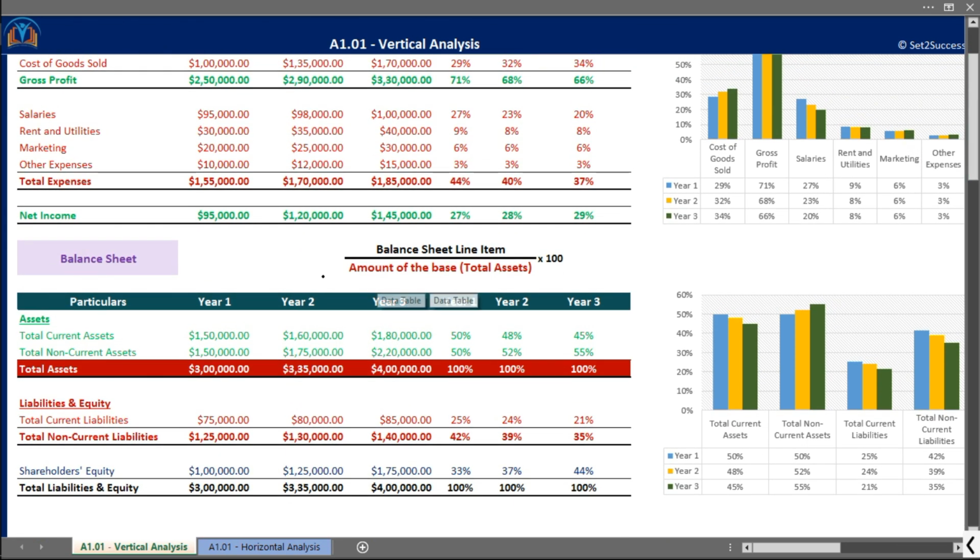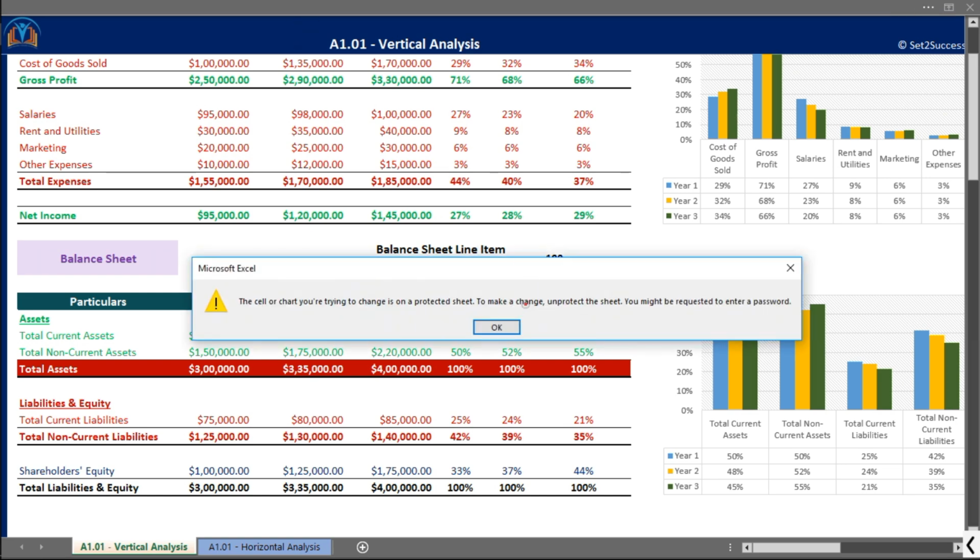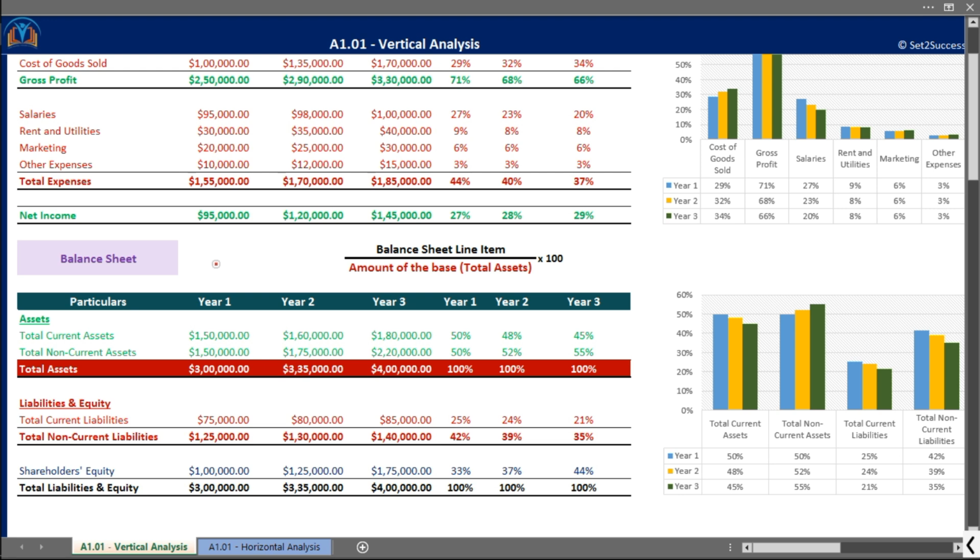Now let us do vertical analysis for the income statement. So vertical analysis for the income statement is already over. Let us now do it for the balance sheet. For the balance sheet, we have to take the balance sheet line item and divide by the amount of the base, that is total assets, and multiply by 100. In the income statement we took sales as the base, but in the balance sheet we are going to take total assets as the base.